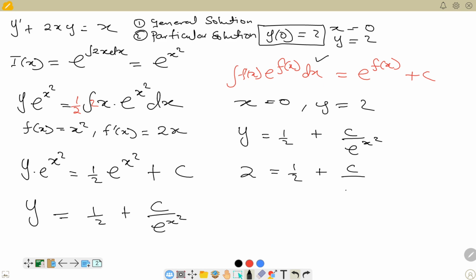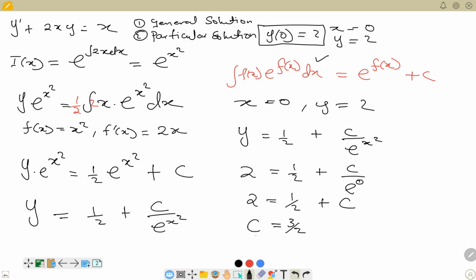So 0 to the power 2 is still 0. We will have e to the power 0 at the bottom. And then we'll have 2 equals 1 over 2 plus c, because e to the power 0 is 1. Then when we solve for c, we get that 2 minus half is 3 over 2. 3 over 2 is actually 1.5 if we want to write it in decimal form.